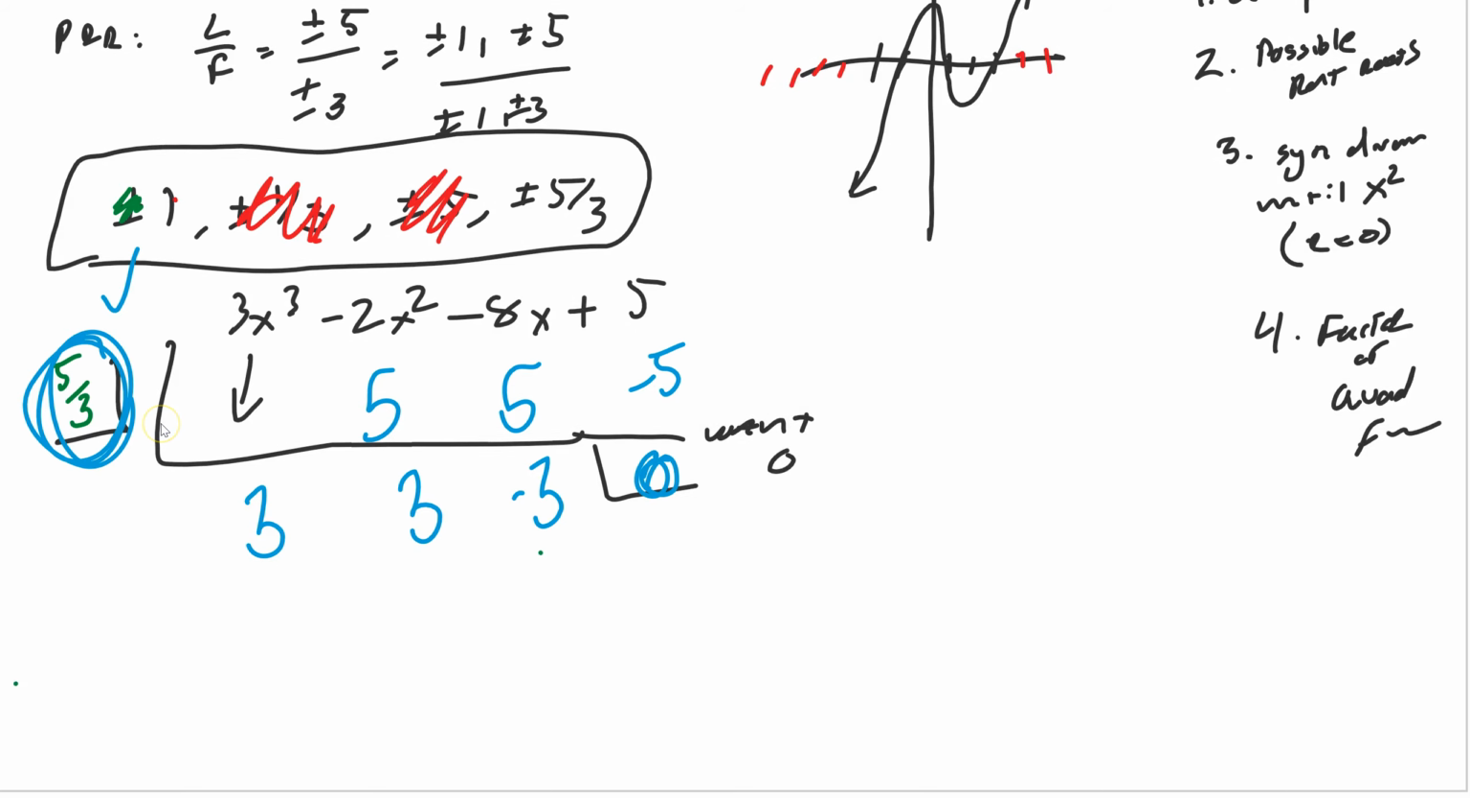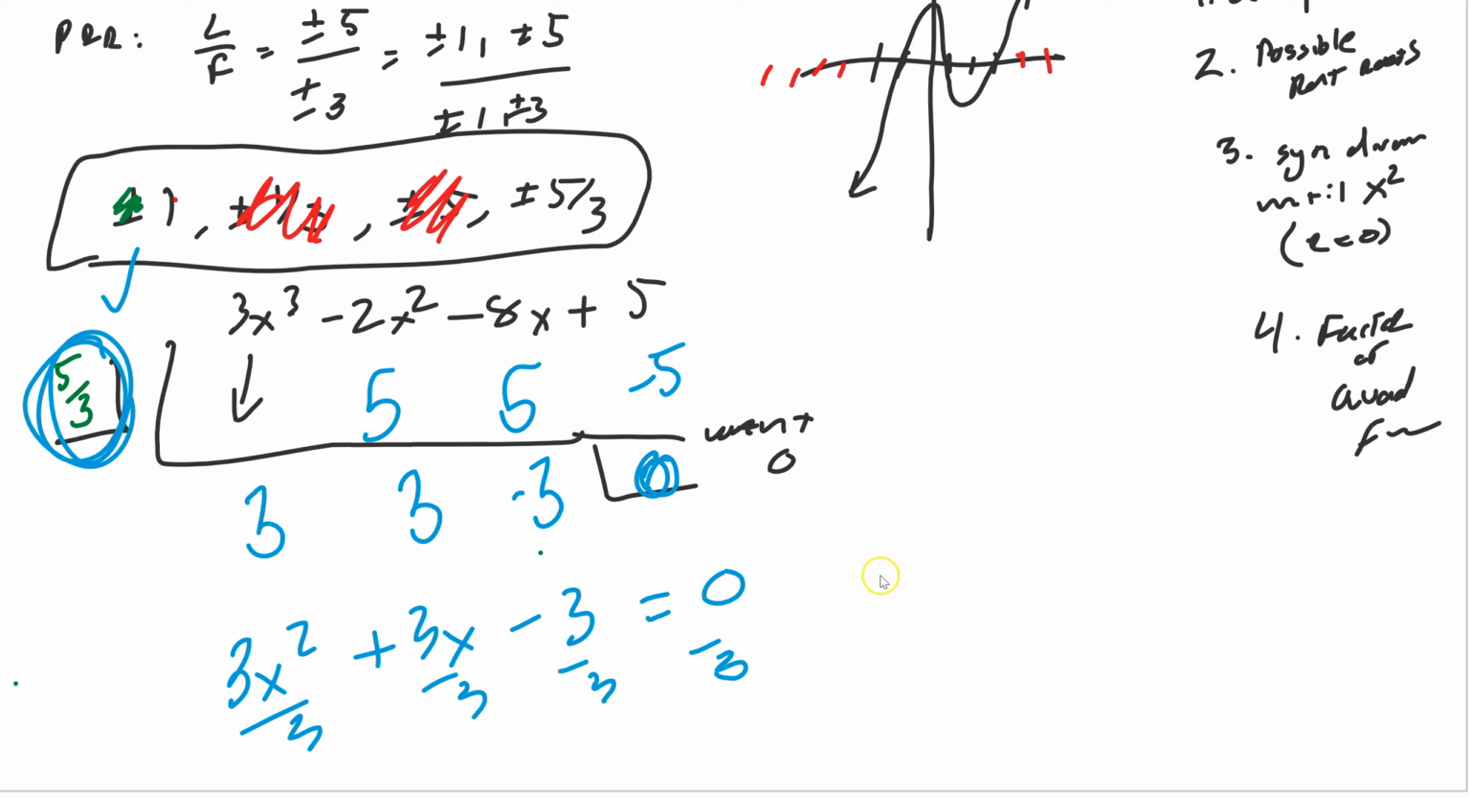Now remember, we still have to find the rest of the solutions. This is always 1 power less than x cubed. So this is 3x squared plus 3x minus 3 equals 0. Remember the first rule of factoring or solving: factor out a monomial. These could all divide by 3, so let's make our life a little easier. And I get x squared plus x minus 1 equals 0. And that is prime. You cannot factor that. So let's do the quadratic formula.